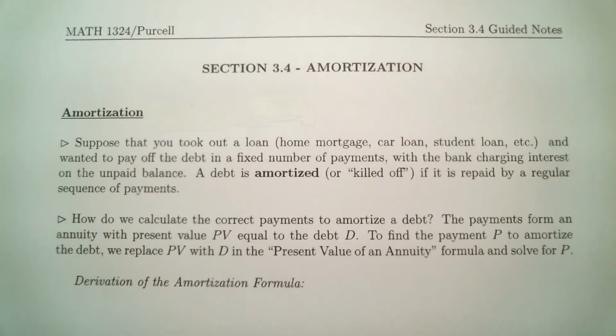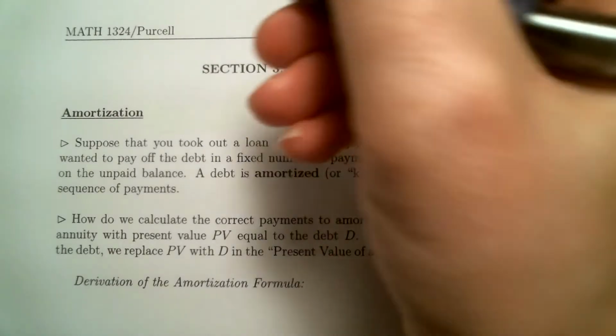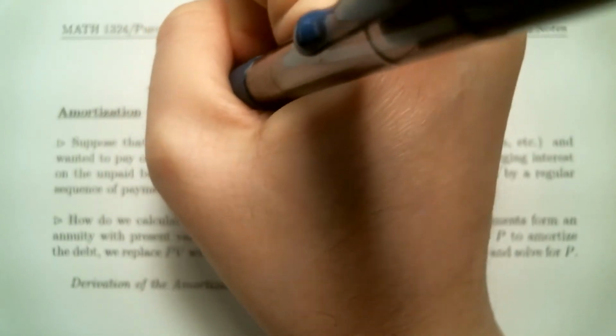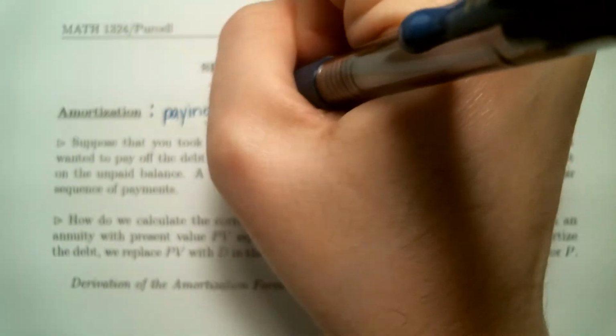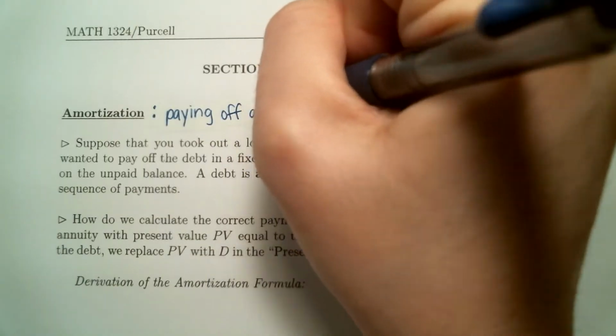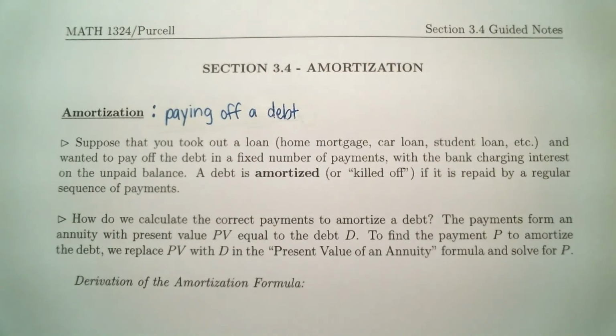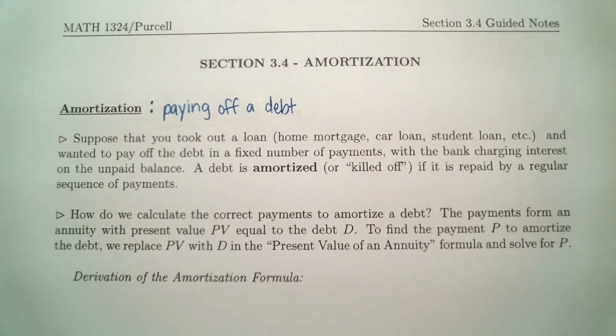The other major topic in section 3.4 is amortization. Now that's a funny word, but basically what it means is you are paying off a debt. So let's go ahead and read these first couple of bullet points.